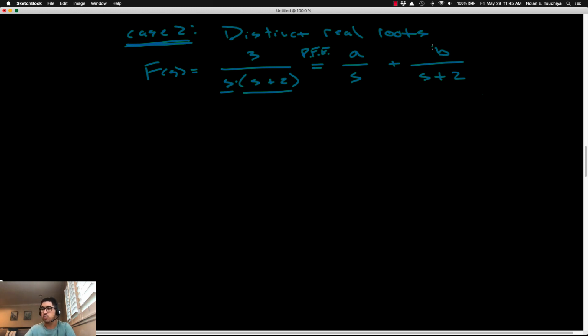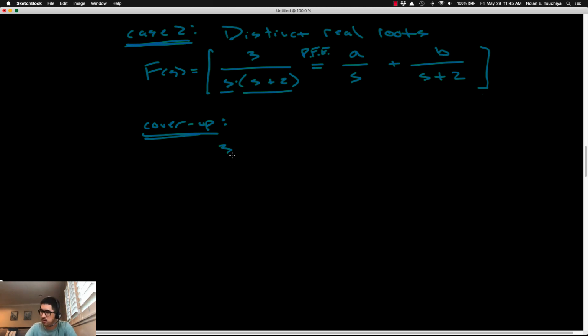I'm going to give you two tools to find the coefficients of the partial fraction expansion. Case 2 will highlight the first one, which is using the cover-up method. The cover-up method basically treats this whole thing as one big equation, and it manipulates it so that you can isolate either a or b. That's really all it is. The cover-up method is nothing more than algebraic manipulation.